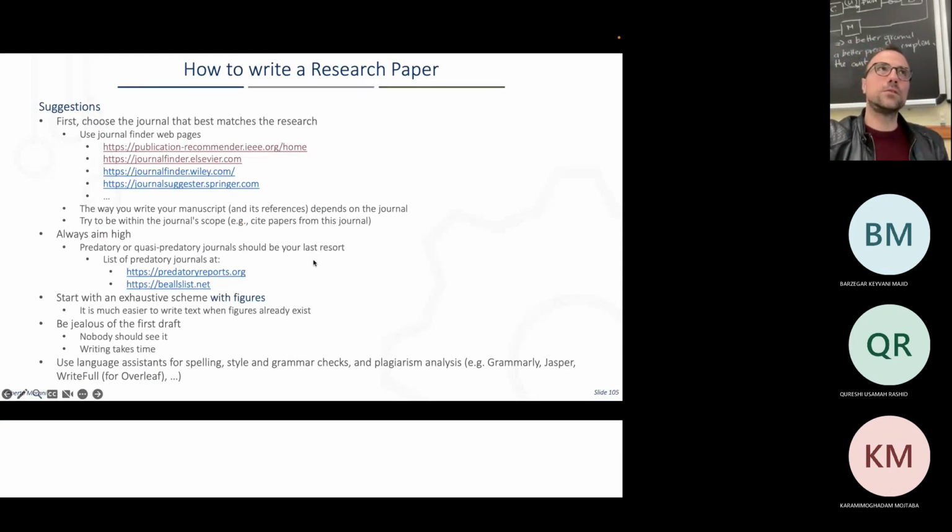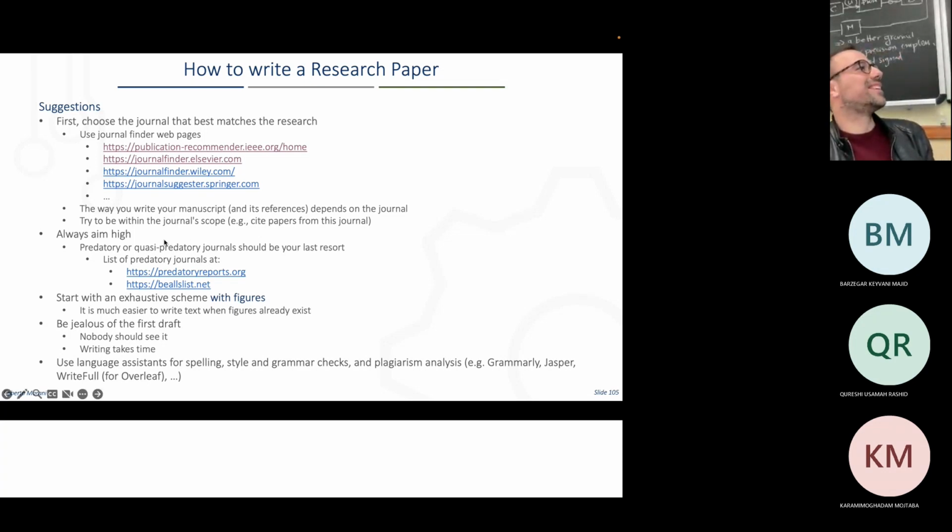Of course, once you have found your journal, maybe it's better to cite papers from this journal, to give more evidence that you are submitting to a journal that is centered on your topic.